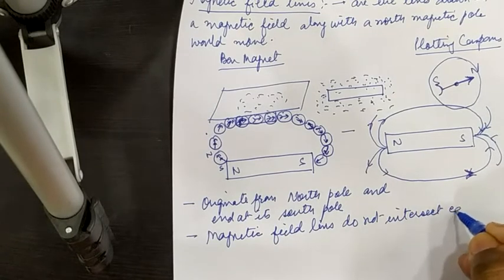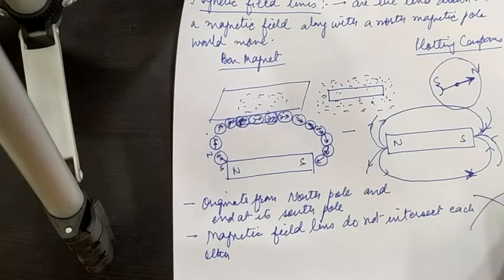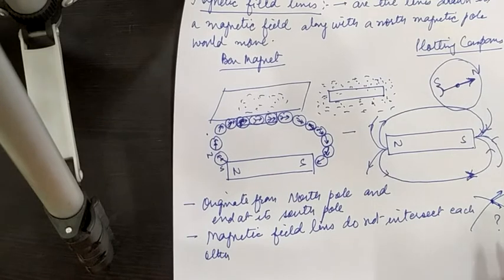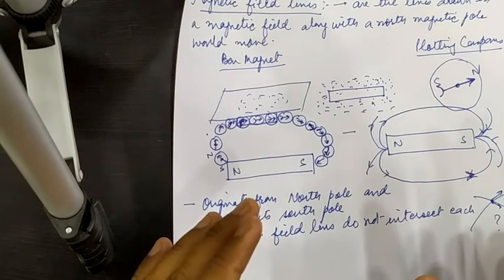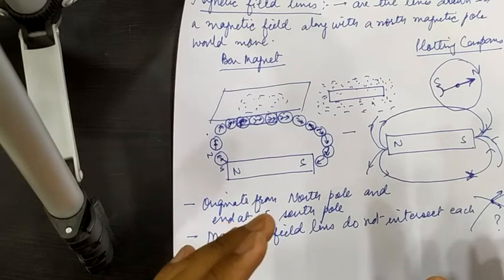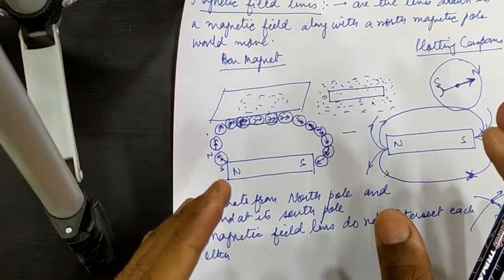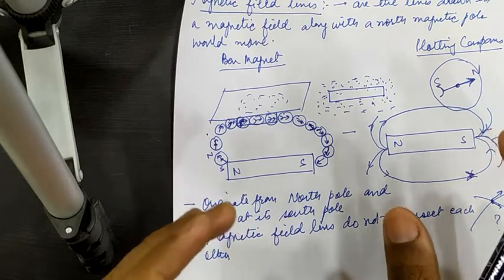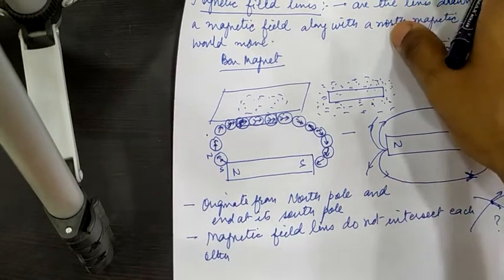Two magnetic field lines will not intersect each other. So they won't intersect like this. Got it? It is not possible. This is due to the fact that the resultant force on a North Pole at any point can be only in one direction. So if two magnetic field lines intersect one another, then the resultant force on a North Pole placed at the point of intersection will be along two directions, which is not possible.